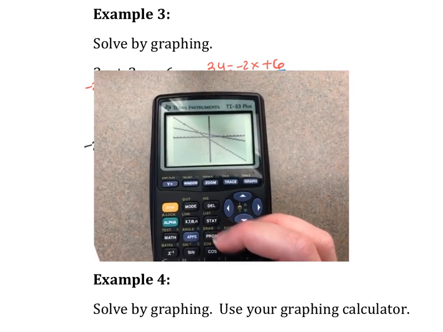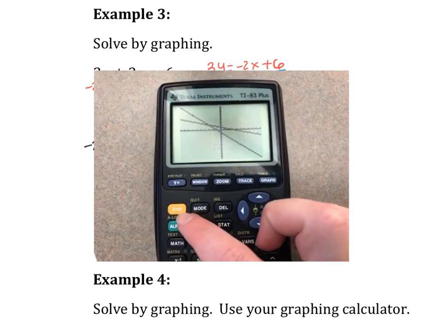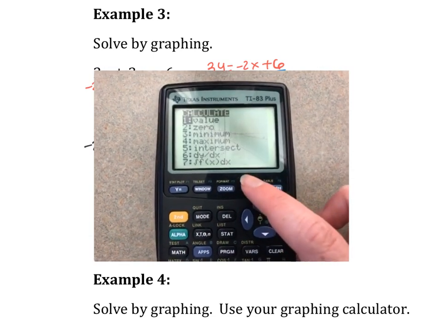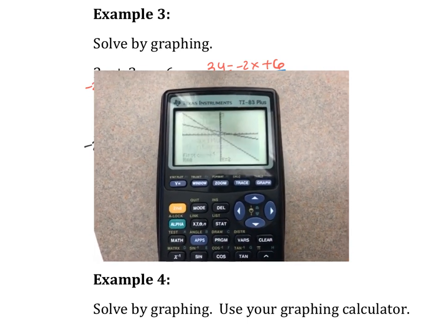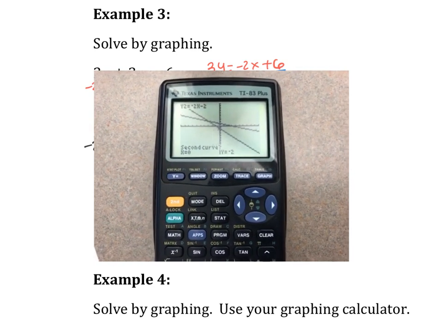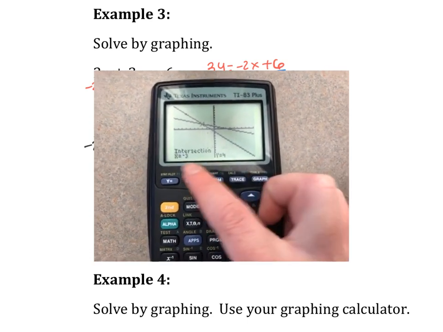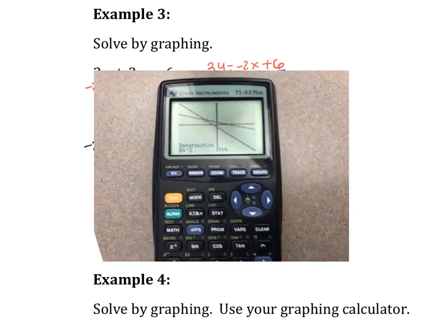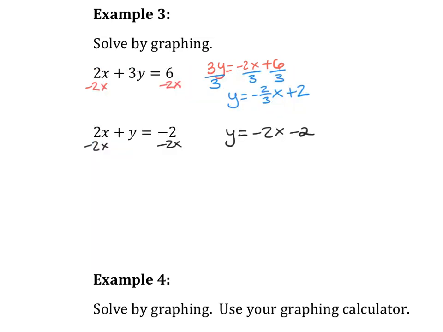And then to find the point of intersection, while you're on this screen with your graph, if you hit second and then trace, then select the fifth option, intersect. Hit enter, and then it's going to ask first curve, just hit enter. Second curve, just hit enter. It wants you to guess, just hit enter. And then your intersection point pops up at the bottom. So negative 3, 4.